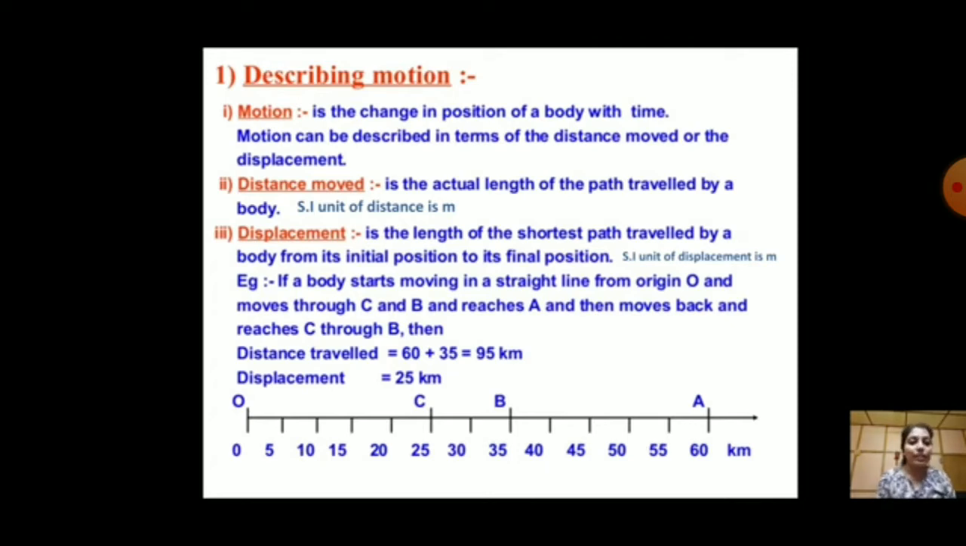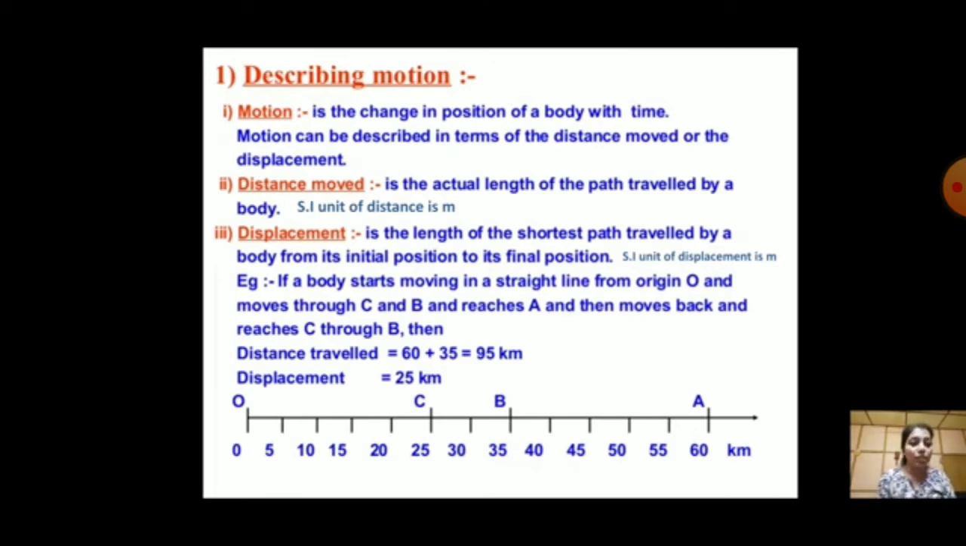First of all, the distance traveled is 60 plus 35. Now how it is 60 plus 35, we will see here. The body is starting from O. Then it moves through C, B, and then reaches A. So from O to A, what is the distance traveled here? 60. That is why we have written 60 here.